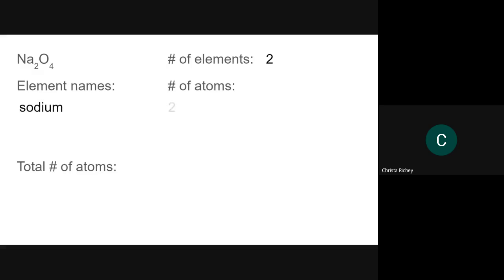I have sodium and I have two of those. The subscript tells you how many of the element before it. Okay, and then I have oxygen. How many oxygens do I have? Four. How many total atoms are in this compound? Six. This is as easy as it can get. But like I said, if you can't identify how many of each element are represented, you're going to have a hard time doing molar mass. I don't know how the other chemistry teachers do stoichiometry here. I know how I do it. I know different ways to teach it.